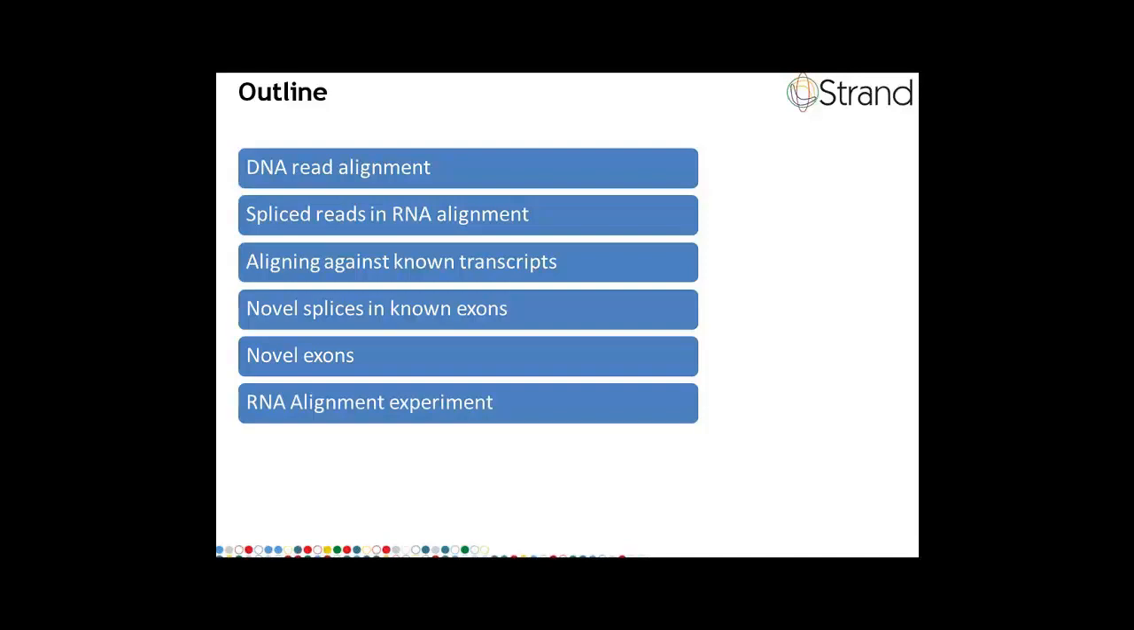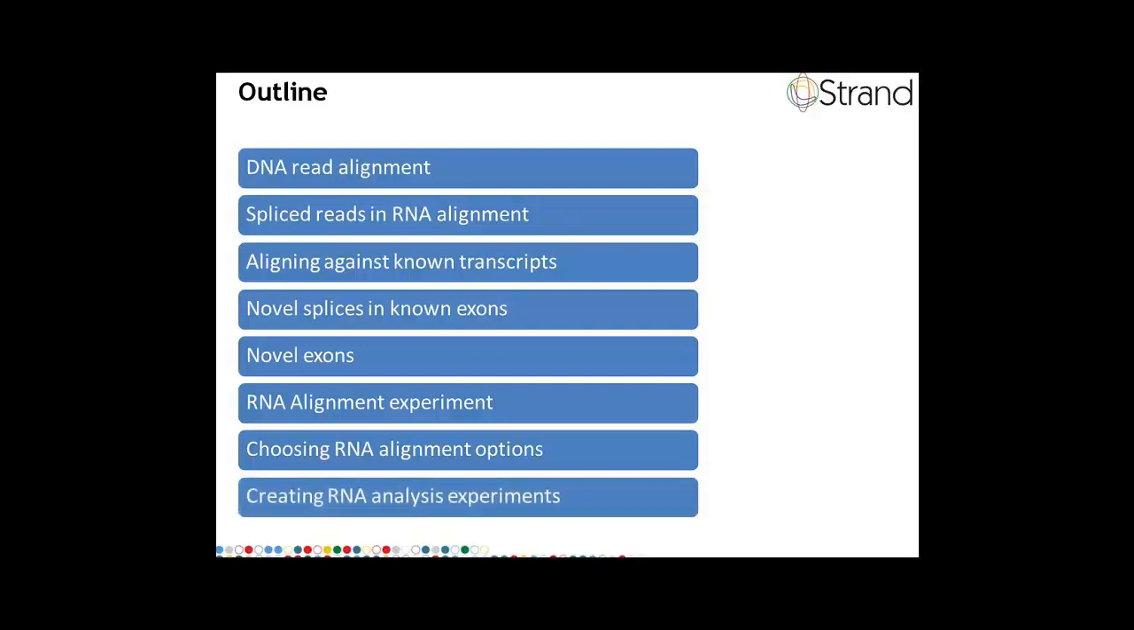Then we'll show how to create an RNA alignment experiment in Avadis NGS and how to choose the different options with which to carry out the alignment. And after that, with a single click, you can create an RNA analysis experiment from the output of the RNA alignment workflow. And in the RNA analysis experiment, you can carry out all the traditional analysis tools like quantification, differential expression, differential splicing, GO and pathway analysis, and other downstream analysis.